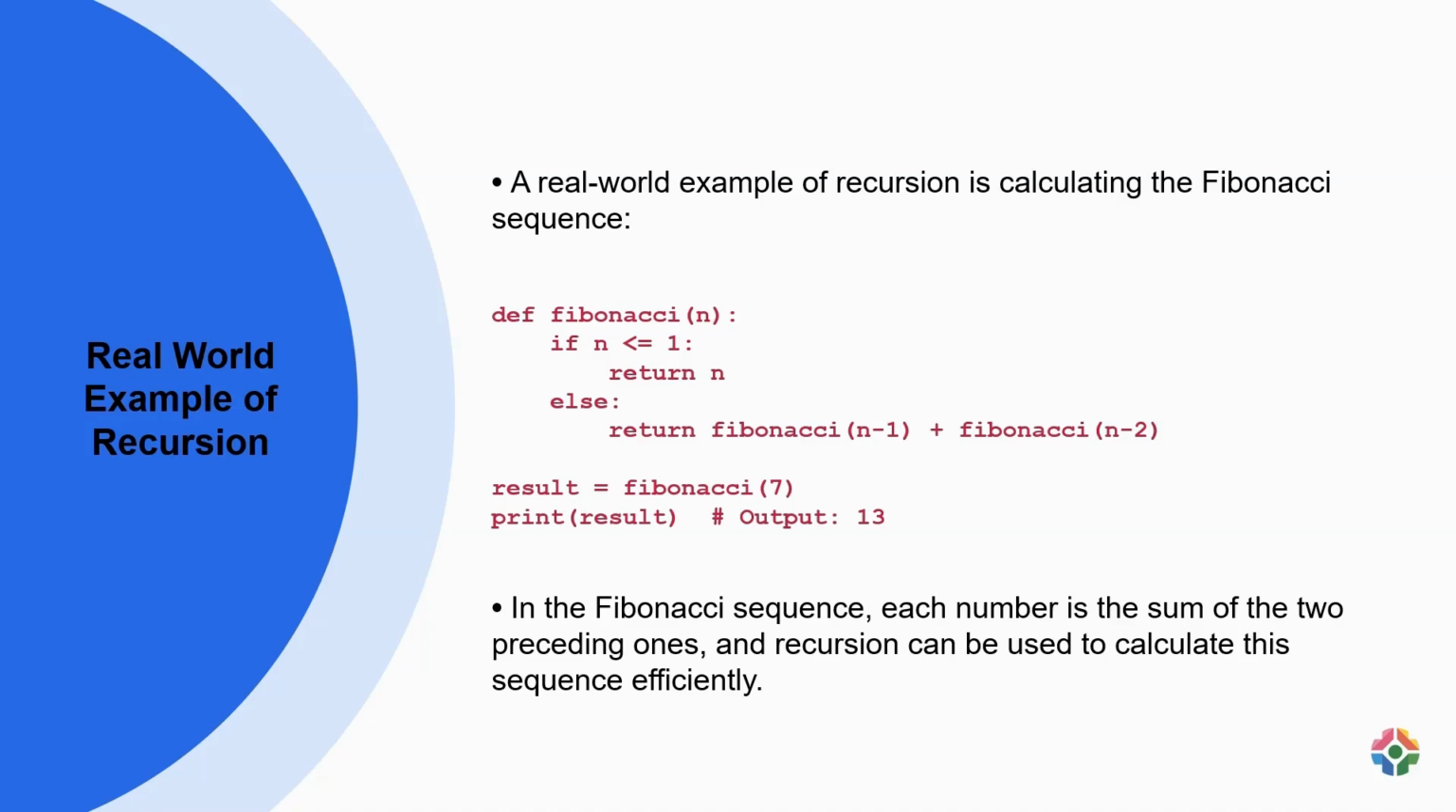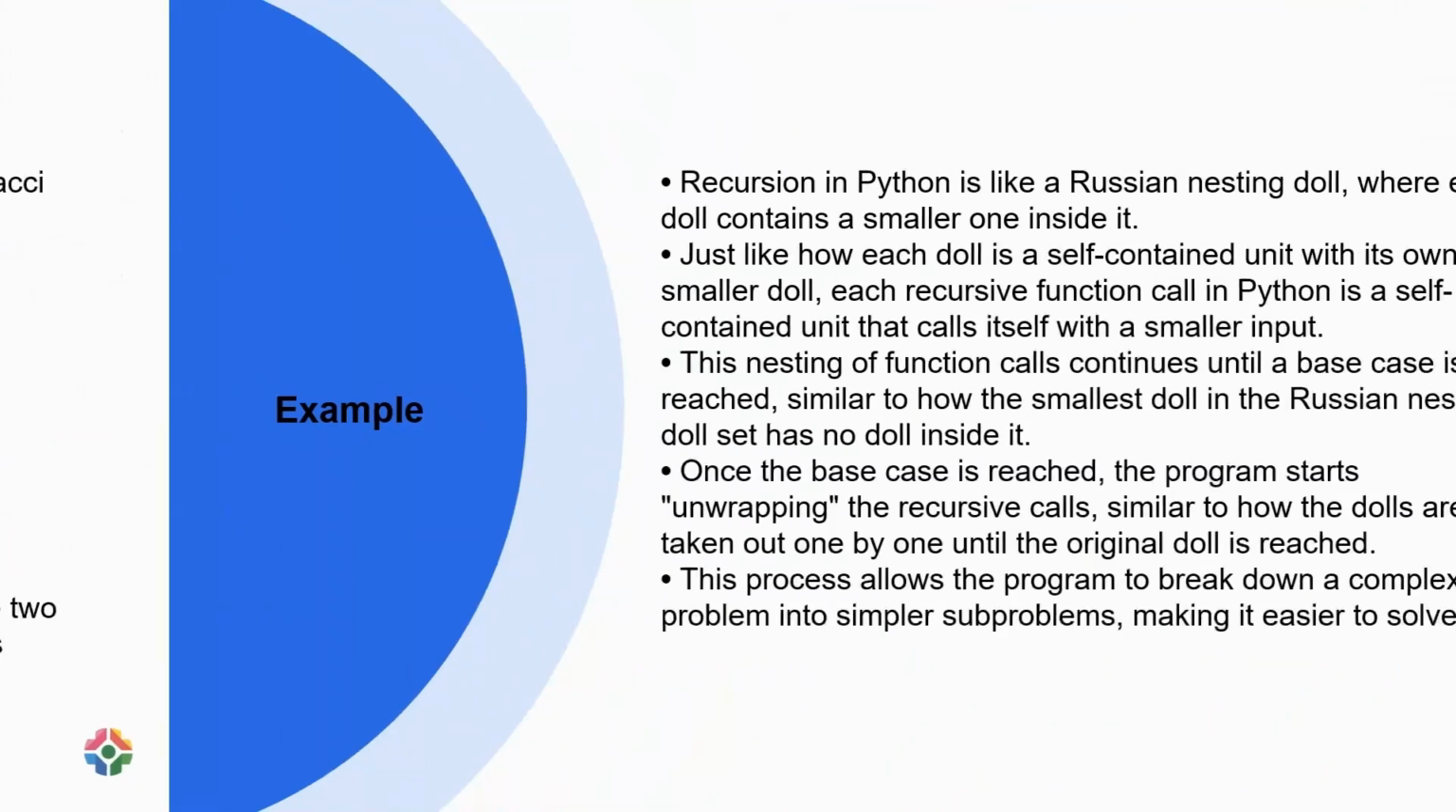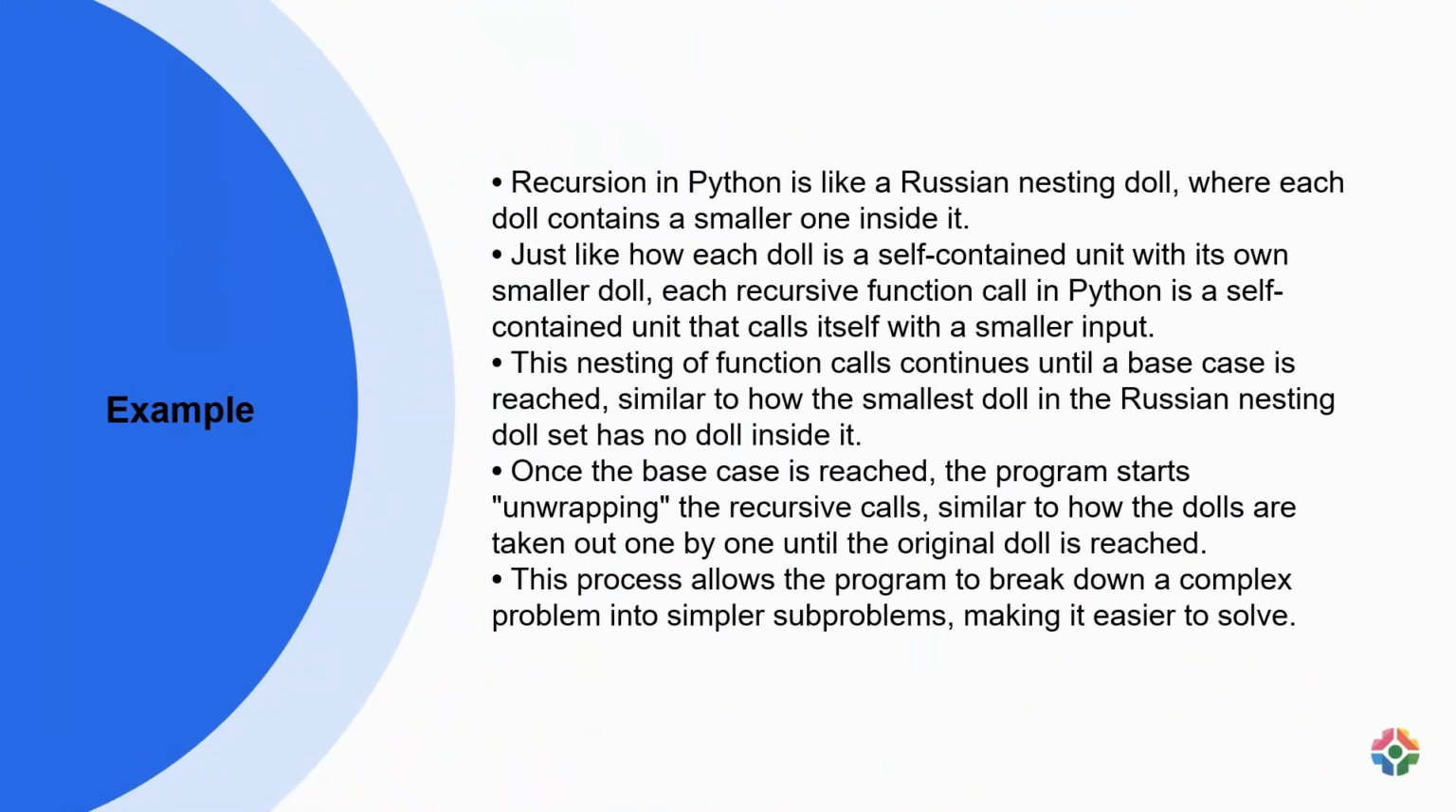Recursion is a programming technique where a function calls itself in order to solve a problem. In the context of the Fibonacci sequence, recursion is used to calculate the value of a number in the sequence by adding the values of the two preceding numbers. This process continues until the base case is reached, which is when the function returns a specific value, 0 or 1, in the Fibonacci sequence. For example, in the code snippet provided, the function fibonacci(n) recursively calculates the seventh number in the Fibonacci sequence, which is 13.